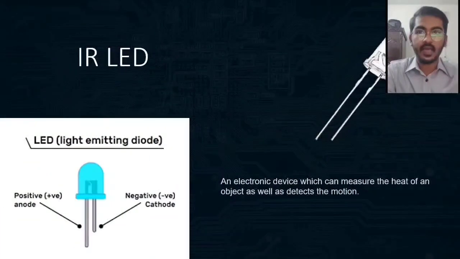IR LED. An IR sensor is an electronic device. An IR sensor can measure the heat of an object as well as detect motion. Usually in the infrared spectrum, all objects radiate some form of thermal radiation.